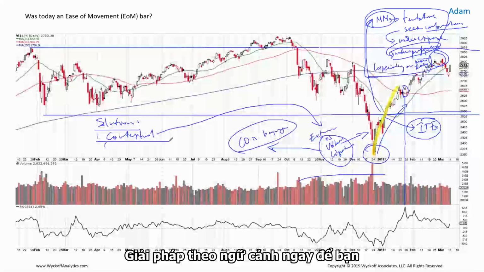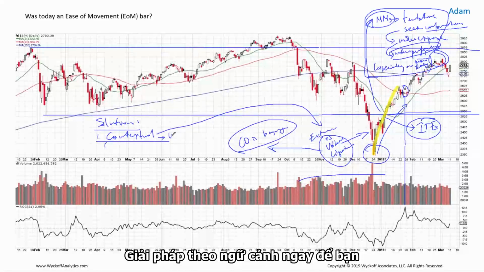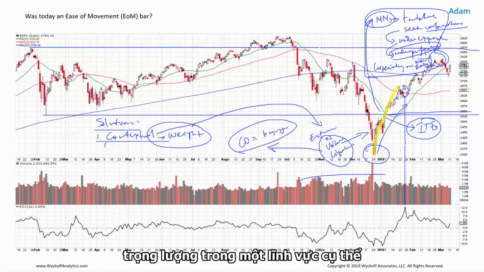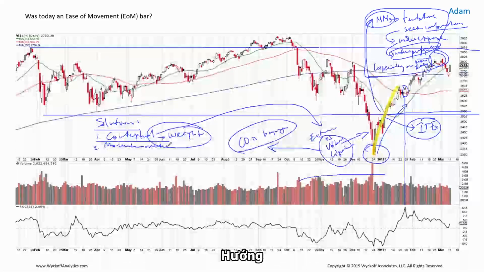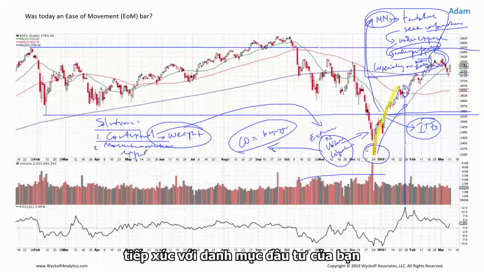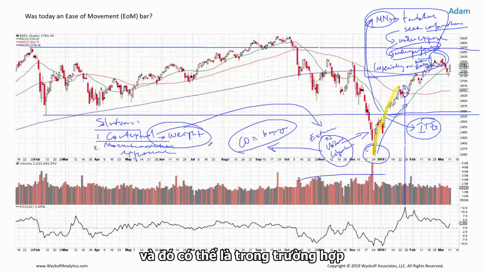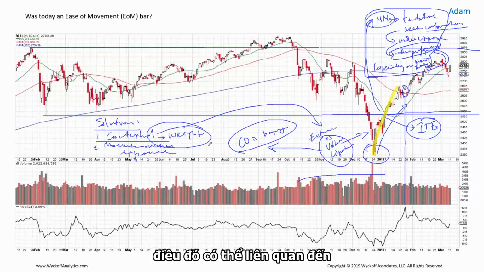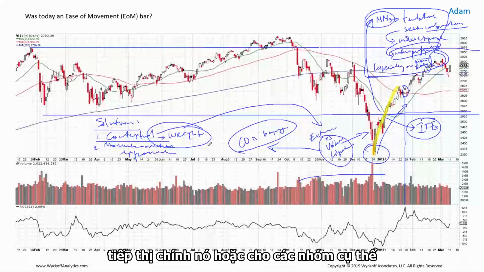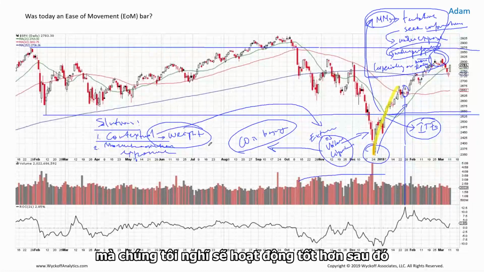So solutions, contextual, right? You're going to be thinking about your weight in specific sectors, groups, and so on and so forth. Secondly, market oriented exposure for your portfolio, and there we could be thinking about specific ETFs that could be related either to the market itself or to specific groups that we think are going to outperform.